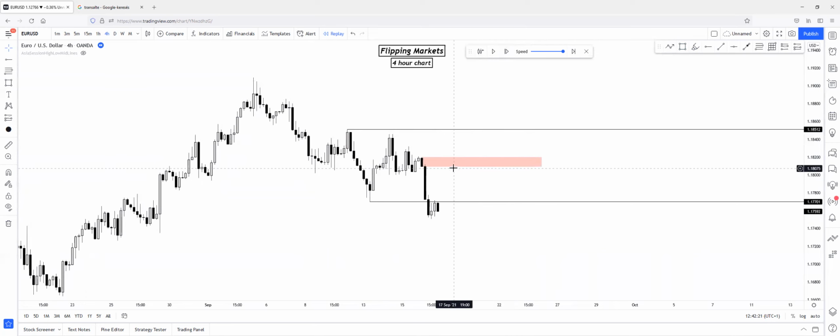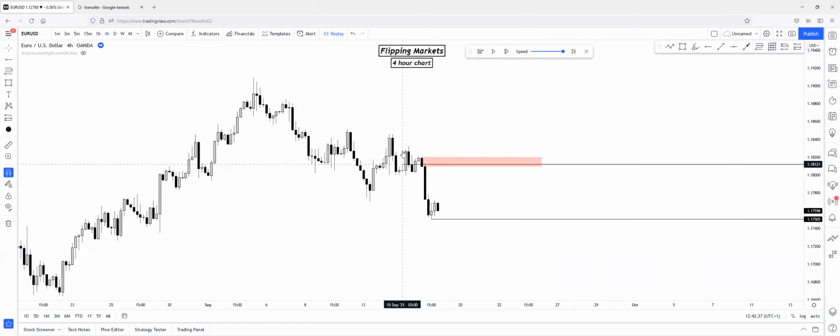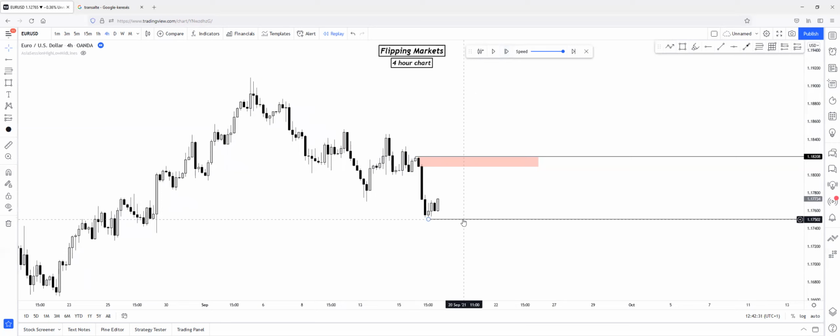We are waiting for this candle to be tapped or the last low to be broken. So this is our last low and this is our last high right now. As soon as this low breaks, we will create a break of structure and we will more likely have another supply zone.